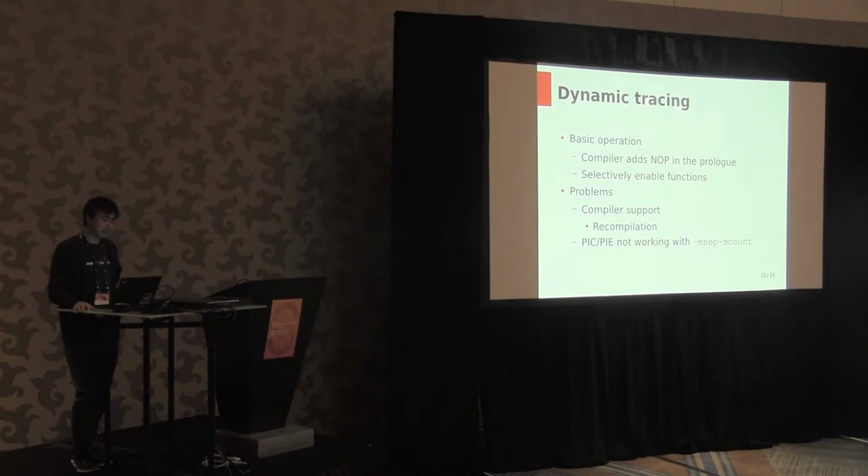Basically, dynamic tracing is to enable tracing for only the functions you want. The basic operation is similar to how kernel ftrace dynamic tracing works. Basically, the compiler needs to add a no operation in the instructions in the prologue of each function you want to trace. But it's ignored since it's only no operations. After that, you can enable the functions you want to trace by specifying them in the command line. So you can turn on the tracing only for those functions.